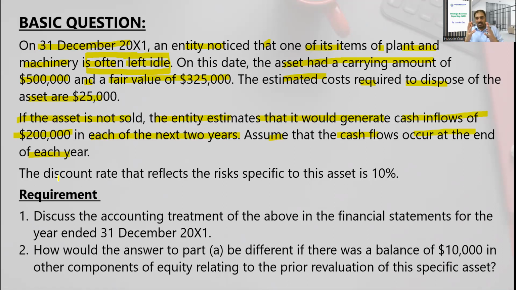For impairment test, we need to work out three variables. Number one, carrying amount. Number two, recoverable amount, that means higher of fair value less cost to sell or value in use. Discount rate that reflects the risk specific to this asset is 10%.